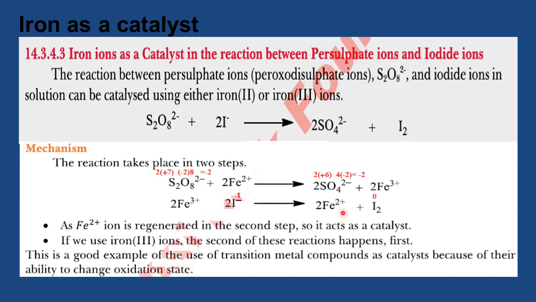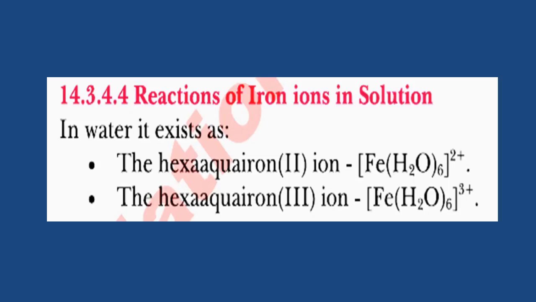Now students, let us study the reactions of iron ions in solutions. For example, in water. In water, the iron ions are present in the form of complexes like the hexaaqua iron(II) complex, and since it is an ion, we have to write ion in the end. Similarly, if iron is in the +3 oxidation state, the complex is the hexaaqua iron(III) ion. So these are the two forms in which iron ions are present in water.